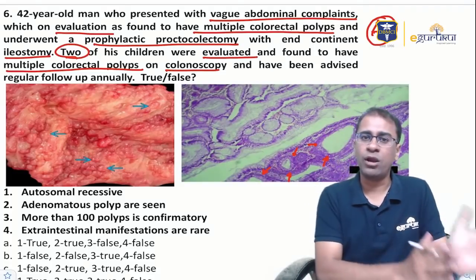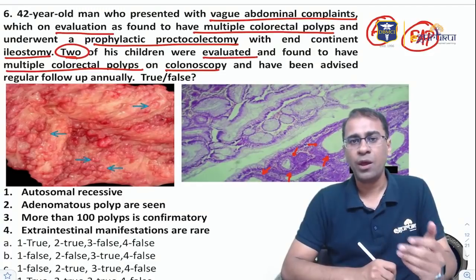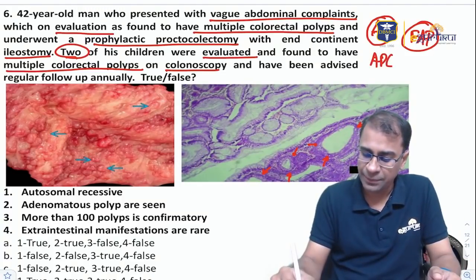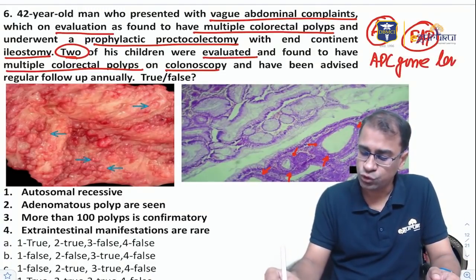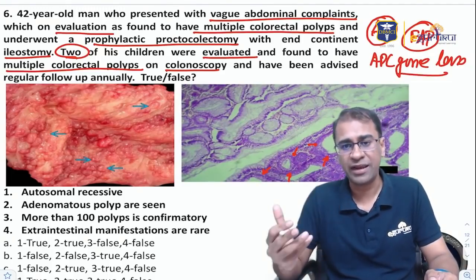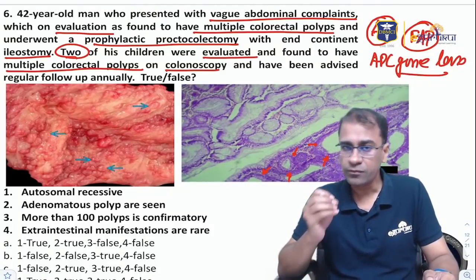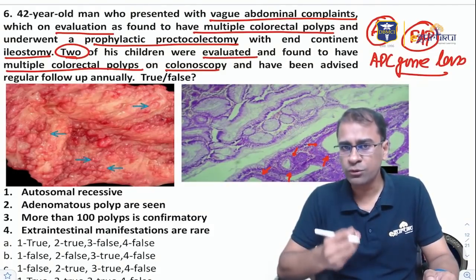With more than 100 polyps, the diagnosis becomes familial adenomatous polyposis. But this is proved by an APC gene mutation. Unless you see an APC gene loss, you will not be able to tell whether it's a case of FAP or not. The number of polyps should be more than 100. Well, a few things about FAP. It's an autosomal dominant disease.